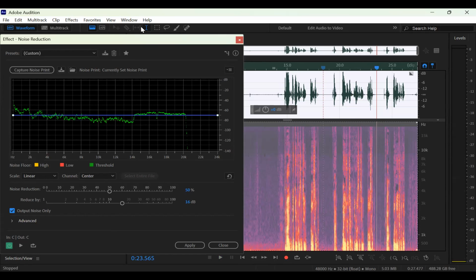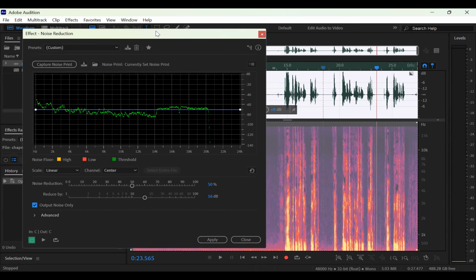So what output noise does is it's only outputting the noise that it's reducing, basically. You don't want it to take out your voice. You want to have it right before it takes out your voice. And then there's also how much it's reducing the background noise by. So you have a noise reduction process and a reduce sound process.